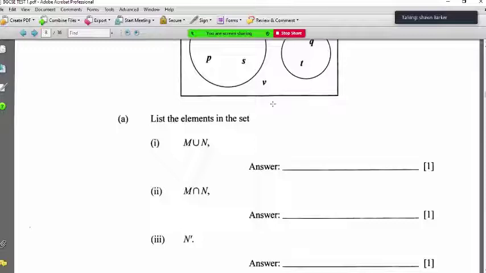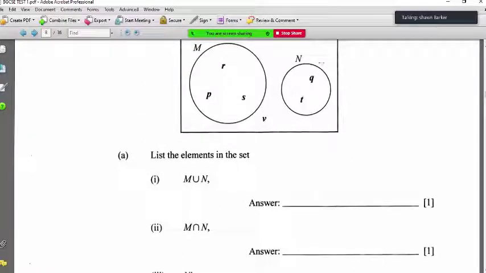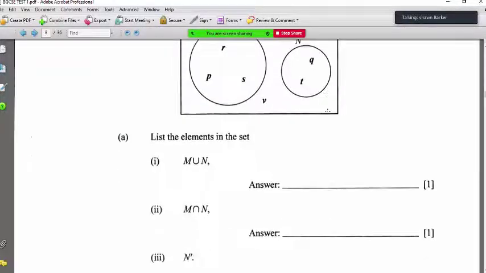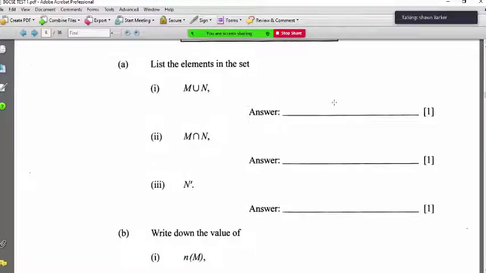N prime. So everything out of N. Everything out of N will be the elements in M, which are P, R, and S, and also anything in the universal set that's out here. So in this case, you have V. So these four will be N prime.